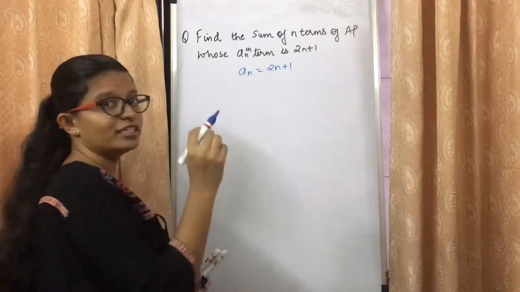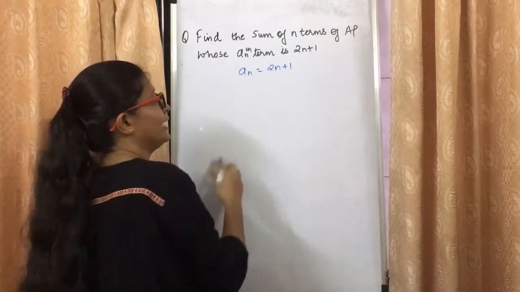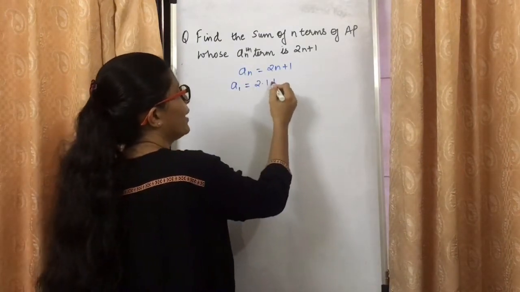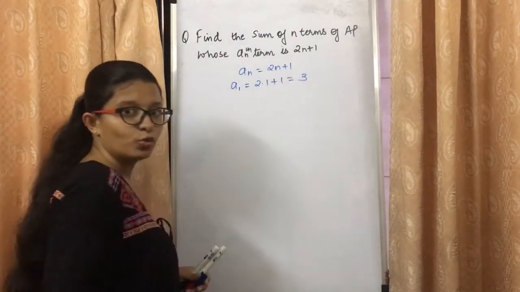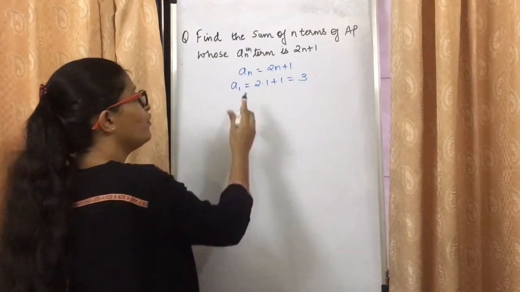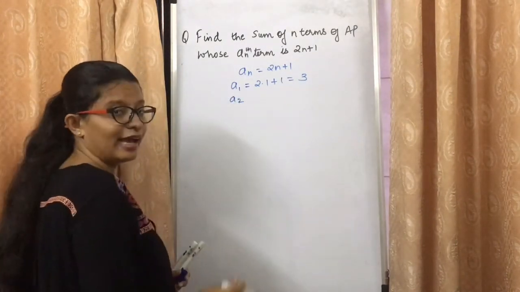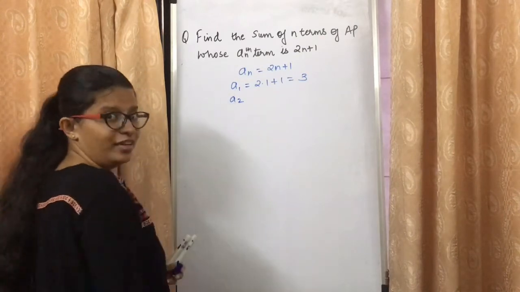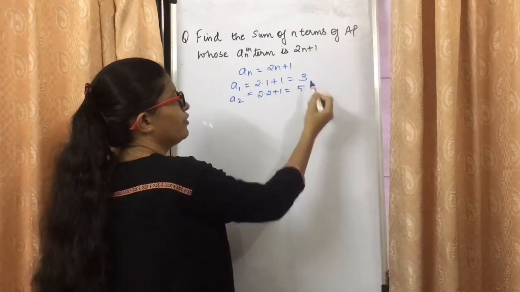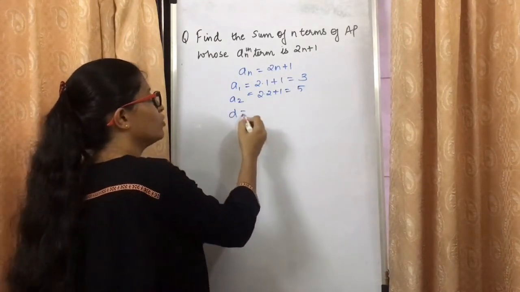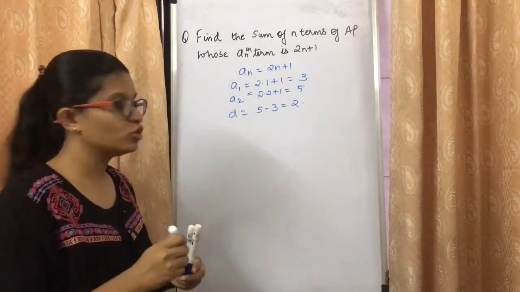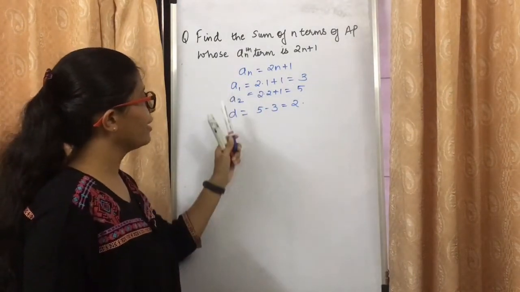So first term फाइंड करने के लिए हम लोग n की वैल्यू को क्या डालेंगे? 1. So A1 will be nothing but 2 into 1 plus 1 which will give you 3. So the first term of the series will be 3. If I take out the second term of the series, my common difference will be A2 minus A1, correct? So it will be 2 into 2 plus 1 which will give you 5. So the D value comes out to be 5 minus 3 which is nothing but 2.